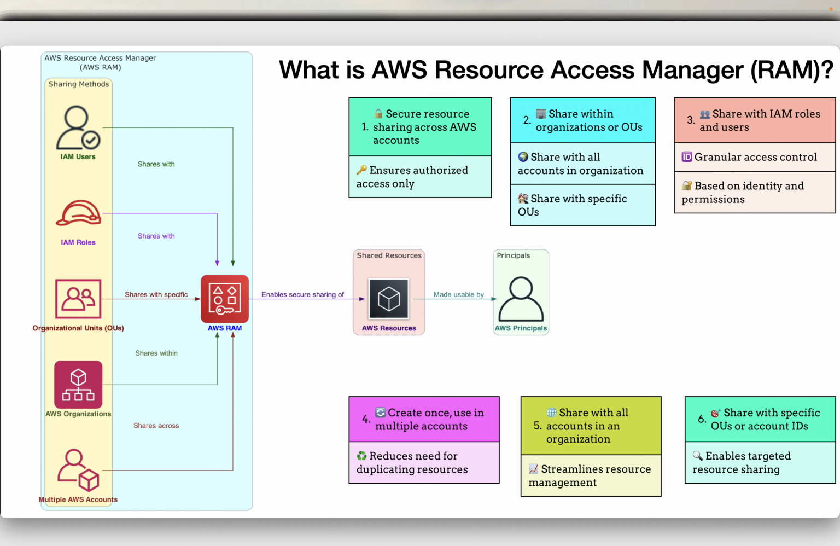So basically, to summarize, you create a resource in a single AWS account, then you can share it with another AWS account. It can be in the same AWS organization, or part of an OU in the organization, or altogether a different AWS account belonging to someone else. So all three use cases are possible.